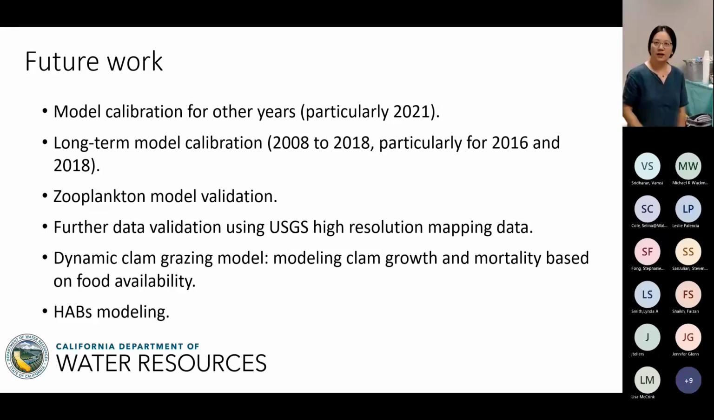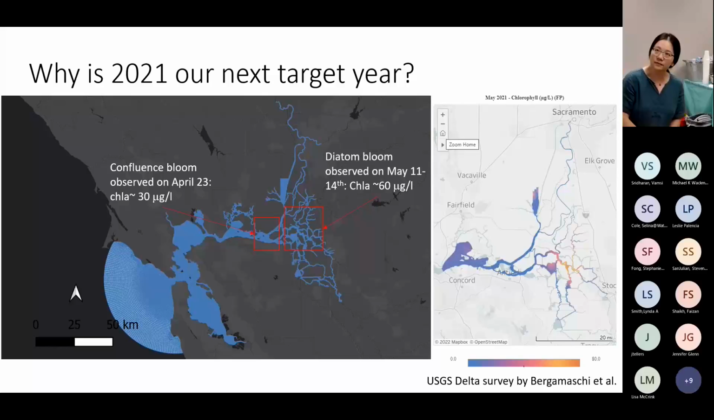So, next slide. I just want to explain why 2021 is going to be our next target year. First of all, there is a confluence bloom event observed on April 23rd. So this is a data set.